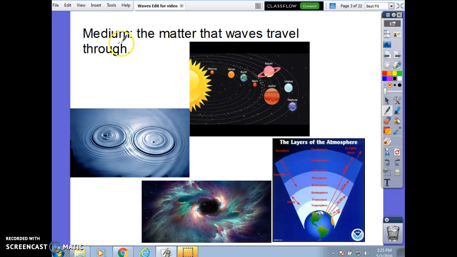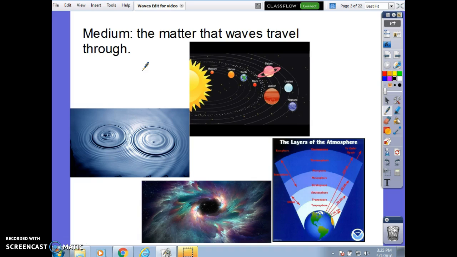Now, how about what a wave moves through? We call that a medium. If you think about the word medium, it kind of means in the middle. And also, if you think about someone who is a medium, like someone who talks to ghosts, they are the matter that the ghost has to travel through to communicate with their loved ones, if you believe in that stuff.